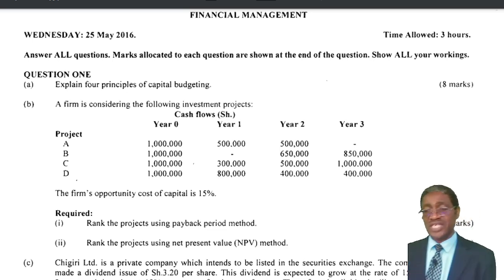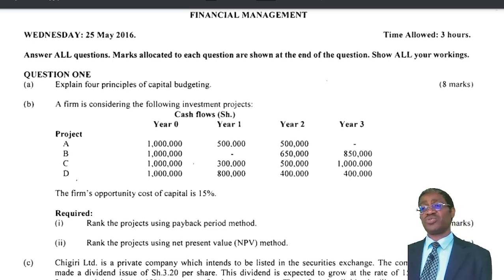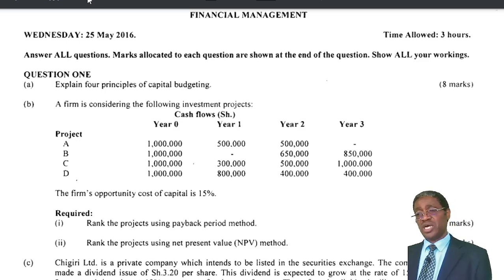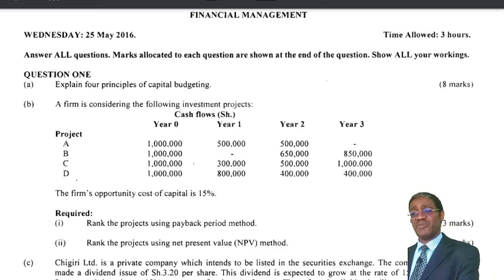We are getting 0 in year 1, sorry. Are you seeing it there? We are getting nothing in year 1. In year 2, we recover 650. Then in year 3, we recover another 850 for project number what?